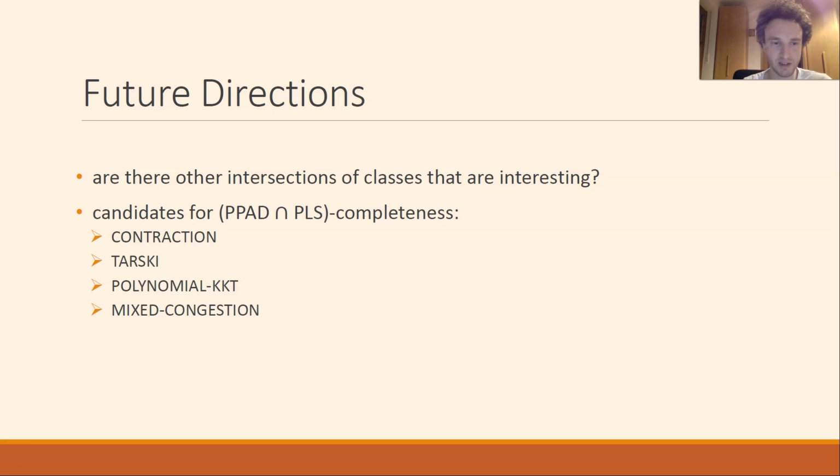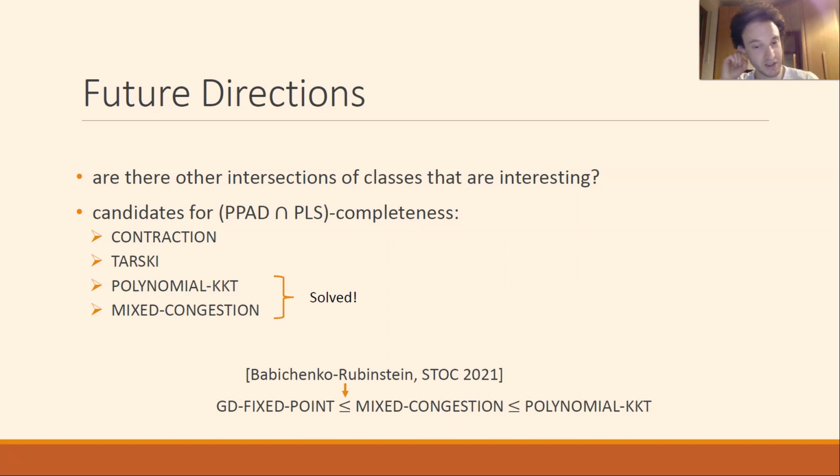And so I've put some candidates here. Contraction is a candidate, Tarski is a candidate, polynomial KKT is a candidate, the problem of finding a stationary point of a polynomial, and mixed congestion is also a candidate. And actually the two last problems on this list, they've been solved in the sense that they have been proved PPAD intersection PLS complete. So Babichenko and Rubinstein have proved at this very STOC that the problems are PPAD intersection PLS complete by reducing from our GD fixed point problem. The other ones are still open.